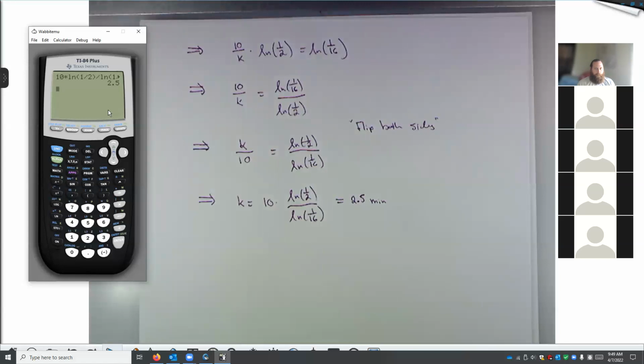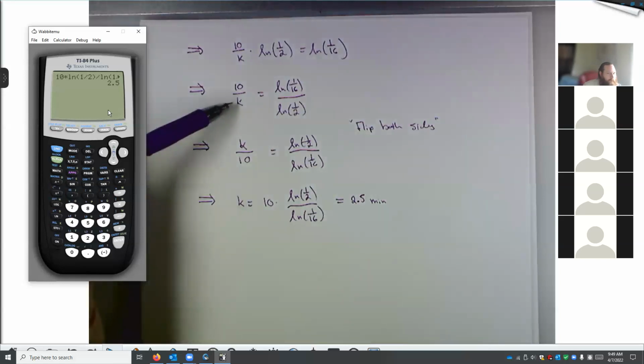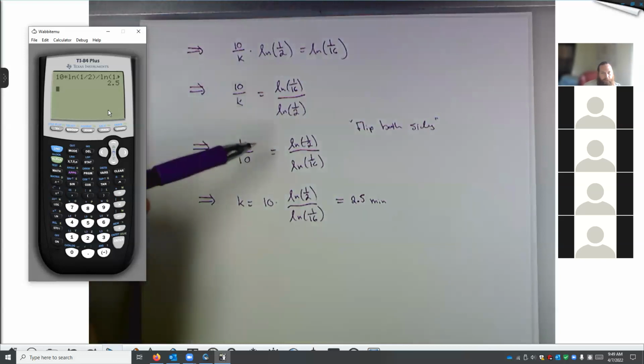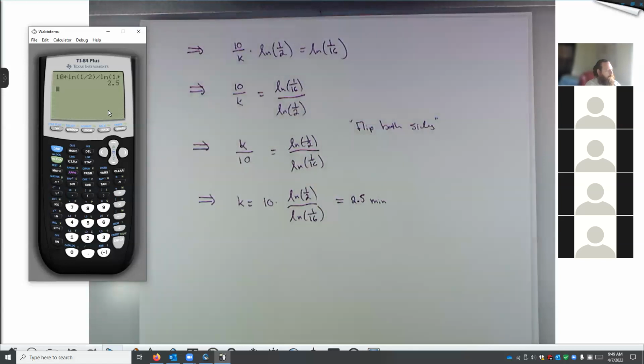Can you explain why you flipped it again? I want to solve for this k. So at some point, I need to do something to bring k upstairs. So flipping both sides is one way to bring k upstairs.